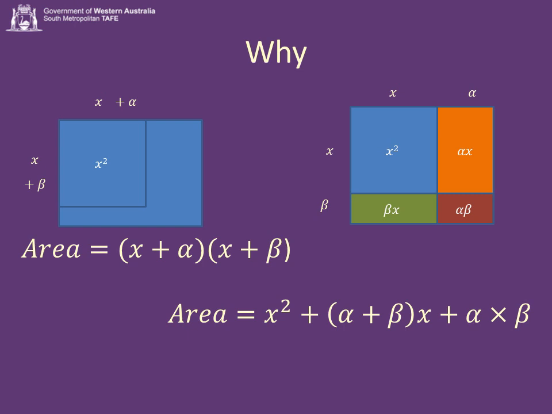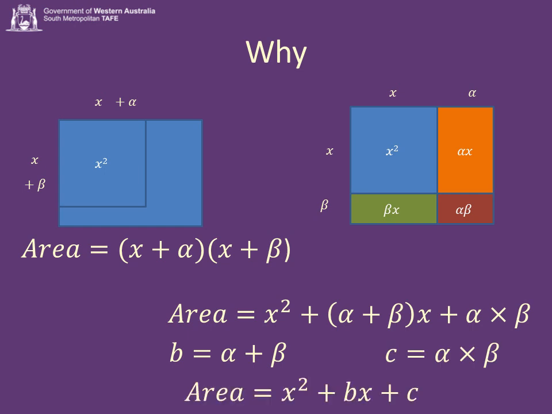So we can simplify that a little bit if we said that instead of writing alpha plus beta, we'll write b, which is just alpha plus beta, and instead of writing alpha times beta, we'll just write c, which leads us to another equation for that area. Area is x squared plus bx plus c, where b is alpha plus beta and c is alpha times beta. So that's how they worked out the areas of the fields so they could tax them.